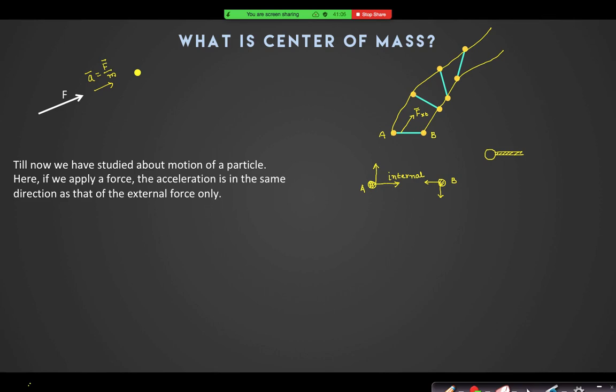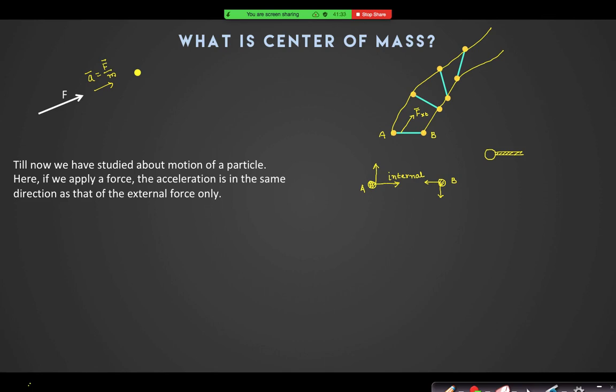So look, center of mass is not a physical point, right? It is not that center of mass is a particle. I have not used the term particle. I have said that it is a point. Center of mass is an imaginary point which only follows the external force. So it is a definition.